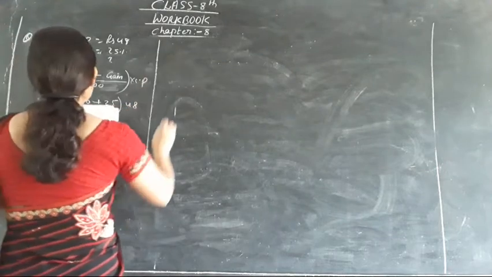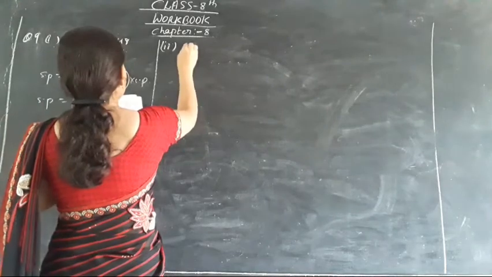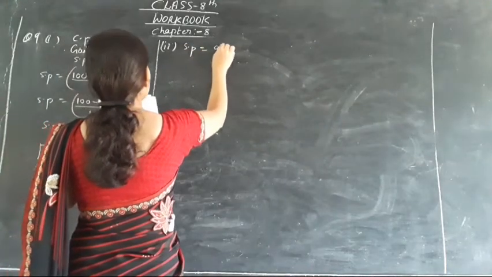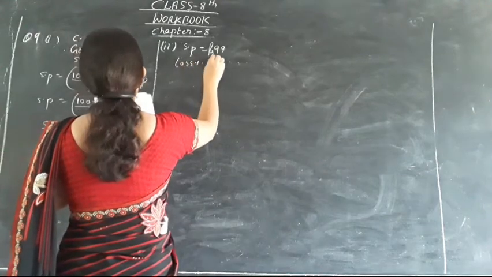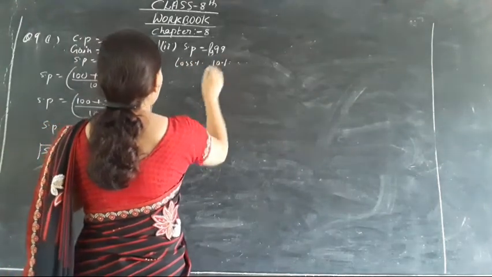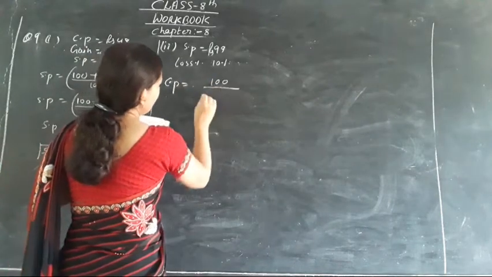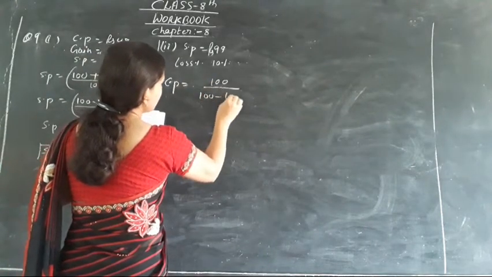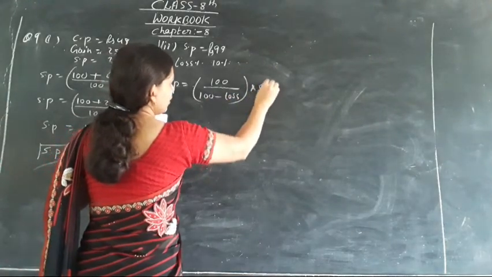Moving toward the second part of the question. Here you have to find the cost price. So selling price is given as 99 rupees. Loss percent is given as 10%, and you have to find CP. So CP is equals to 100 upon 100 minus loss into SP. This is the formula, isn't it?